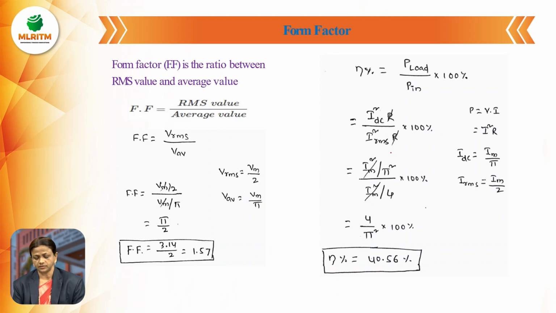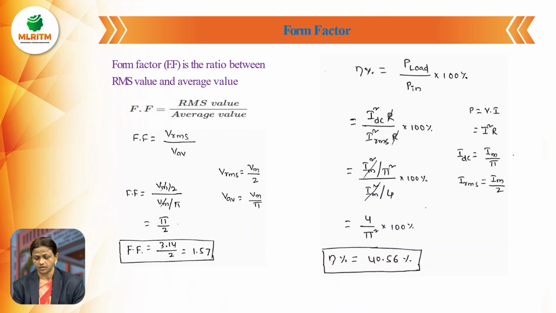The IDC value is already calculated. The IRMS value is also calculated. For a half-wave rectifier, what is the IDC value? For a half-wave rectifier, IDC equals IM by pi, and IRMS equals IM by 2. Now substitute these two values in the above formula.